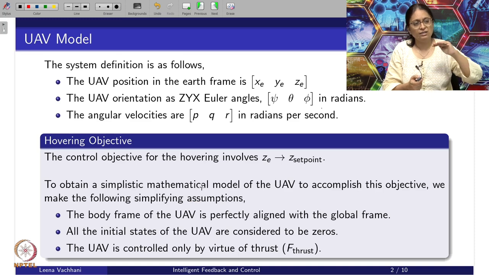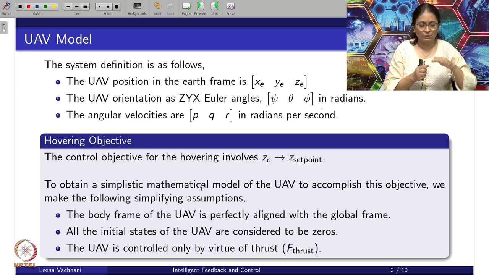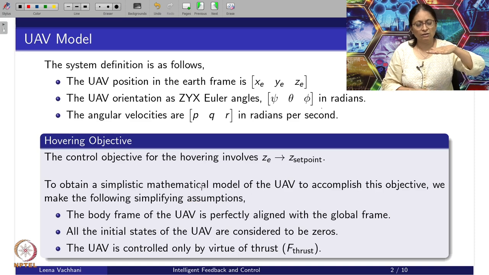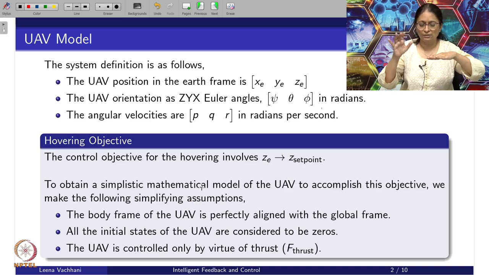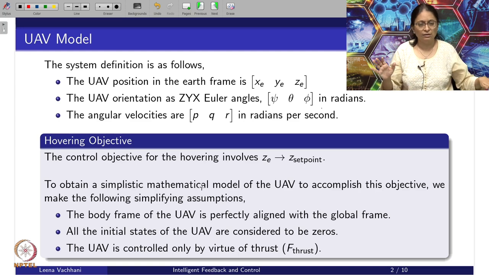Means when we are starting, the quadcopter's frame of reference, which is sitting here, is perfectly aligned with my Earth frame or global frame here. And all the initial states of the UAV are considered to be zero. For example, we have already achieved this particular set point. Now the objective is to remain there, right? So my errors are all zero and therefore the initial state is zero.